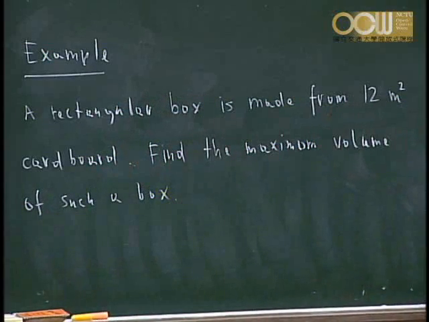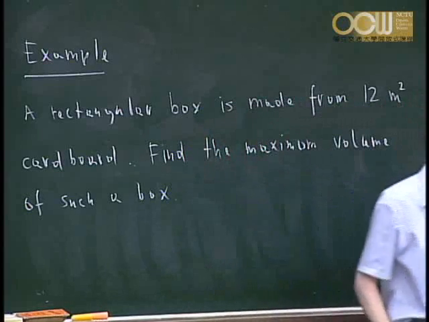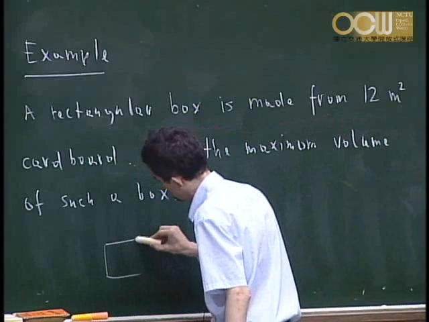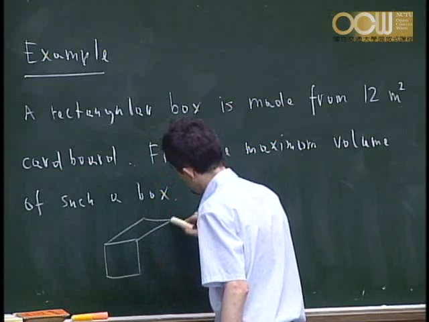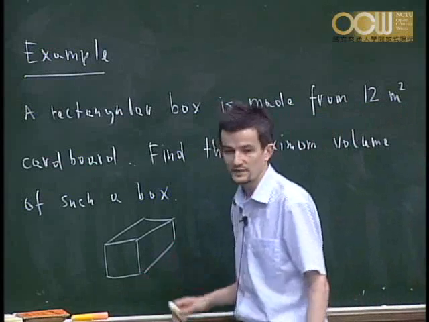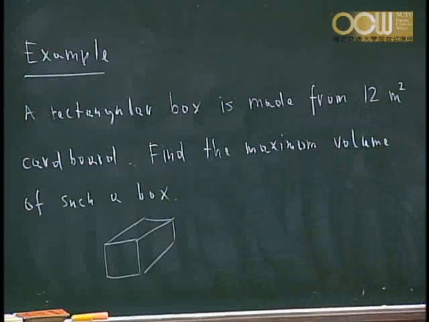This is slightly different from the example in our textbook, because in our textbook you have a rectangular box without lid, but now you have the lid. So you have a box, and what is given is the surface area of this box. The surface area is equal to 12 square meter, and you should maximize the volume. Of course, everyone will guess the answer is a cube. But now we can show it.